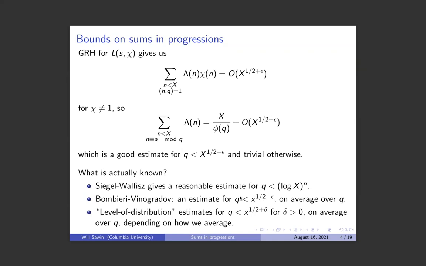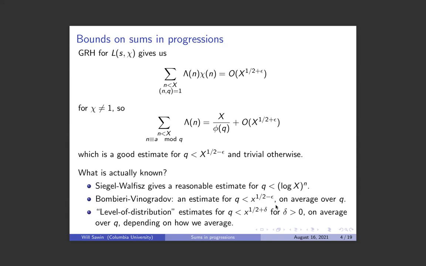This is very powerful, but sometimes you really need to go beyond this 1/2 power. And for that, our tool is the level of distribution estimates, which is a wide class of estimates that all have this feature that they're on average over q, and they allow q to be up to some power of x which is greater than 1/2, but still less than 1. So it's like a half plus delta for some delta greater than 0, which is usually pretty small.